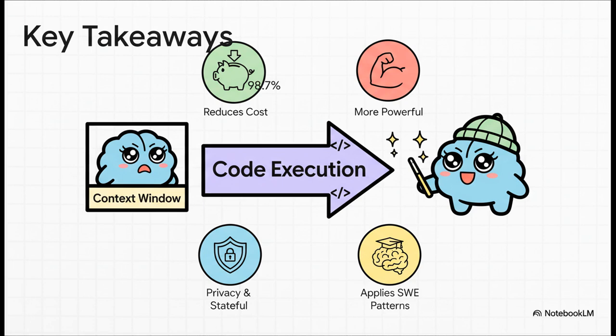So if there's one thing to take away from all this, it's this: that limited working memory, the context window, is the biggest thing holding back more powerful AI. The solution is code execution, which basically turns the agent into a little software developer. This shift doesn't just slash costs by almost 99%. It unlocks totally new abilities, making agents more powerful, more private, and able to learn. And what's so cool is that this isn't some crazy new idea. It's just applying smart, proven software engineering principles to solve the next big challenge in AI.